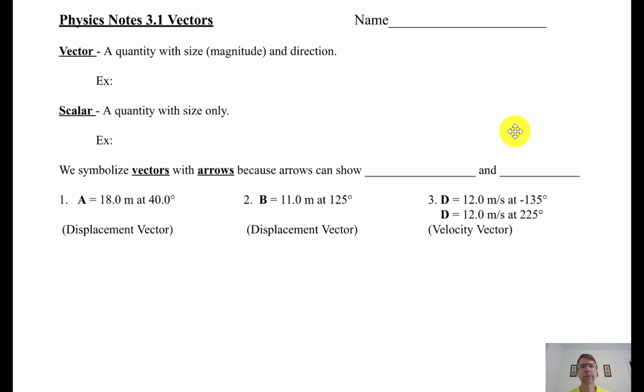Physics Notes, Unit 3.1, Vectors. This is almost more of a lesson in math than physics, but there's a lot of application for vectors. We've already introduced the idea of vectors a couple sessions ago.